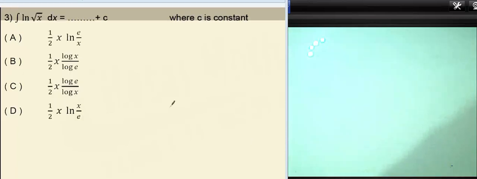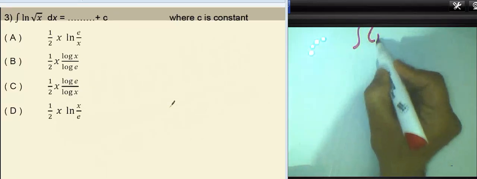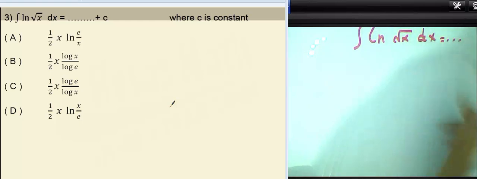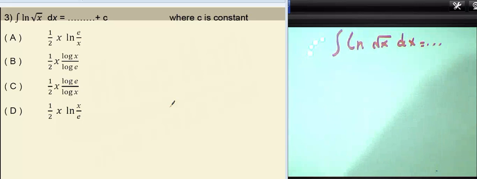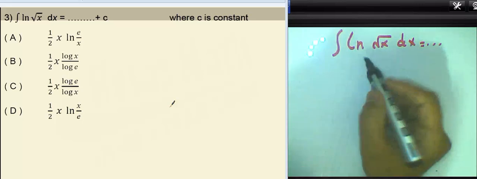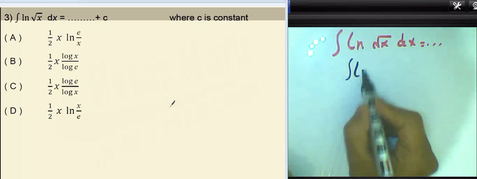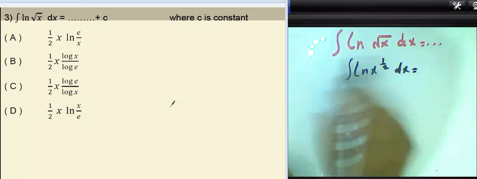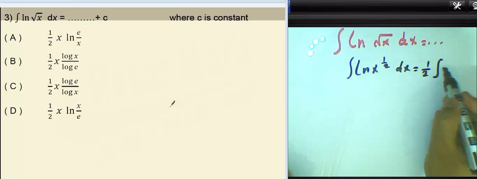Question 3, we want to find the integration of this function: ln root of x dx. We can find the integration of this function using integration by parts. We know root x means x power half, so we can write ln x power half dx, and we can write half outside this function. It will be half the integration of ln of x dx.